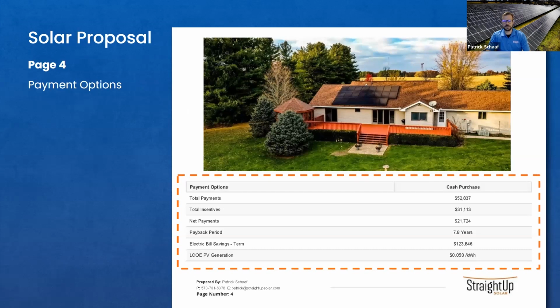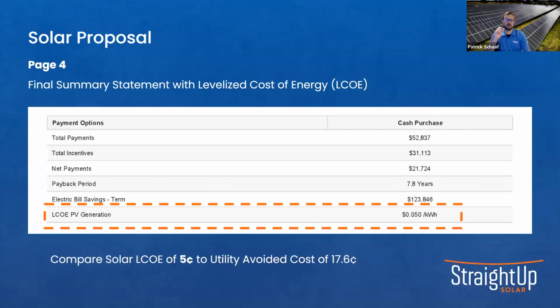On page 4, we look at the payment breakdown. We look at the total payments. Oh, I'm sorry, go ahead. This is sort of where the financial information comes in. So you look at total payments, total incentives, net payments. Again, these are things that we've seen on previous pages, but we reiterate that information. We have the estimated return on investment here at 7.8 years, which is pretty great.